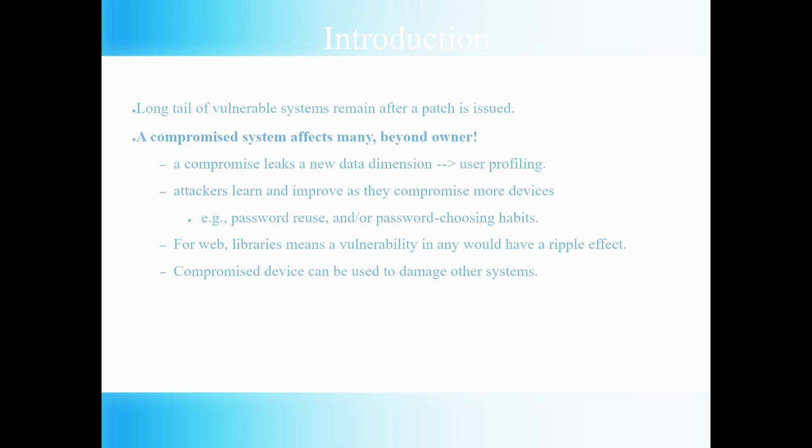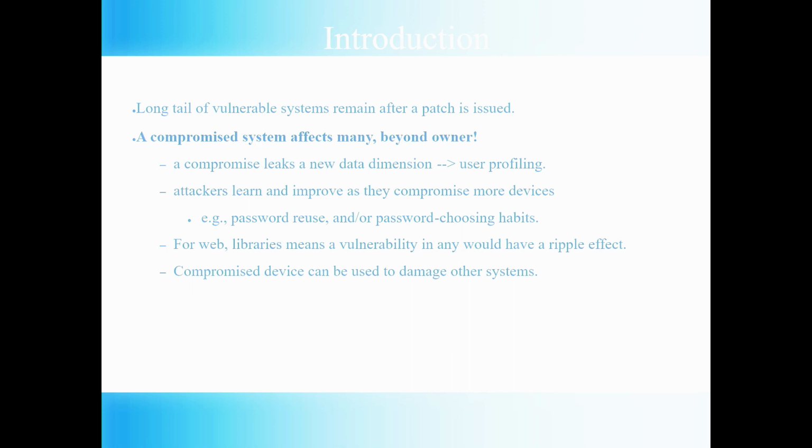Now, back in the days, it used to be the case that a compromised system only affected the owner of that system, but this is no longer the case, right? Right now, there are multiple reasons why a compromised system affects a lot of other people beyond the owner. One of these is that attackers learn from compromised systems. For example, a password leak tells the attacker a lot about the behavior of users choosing those passwords.